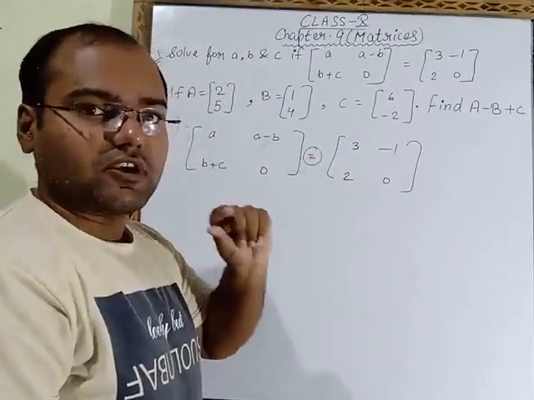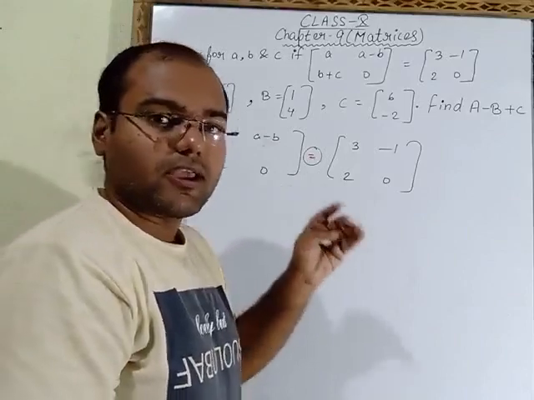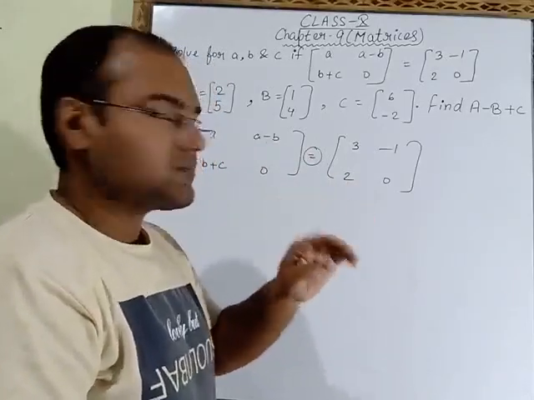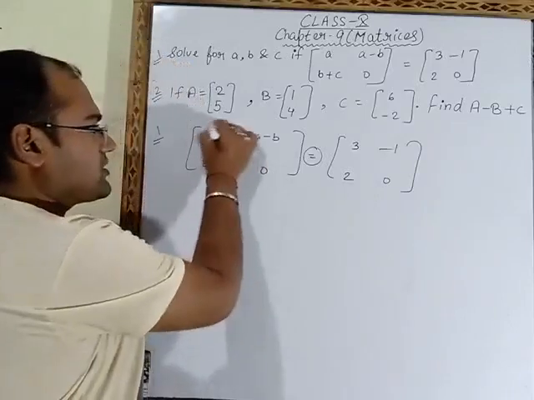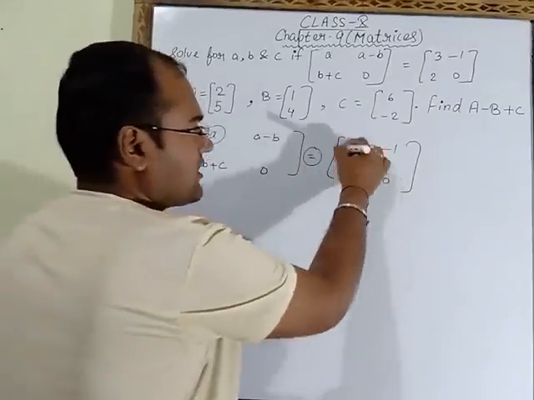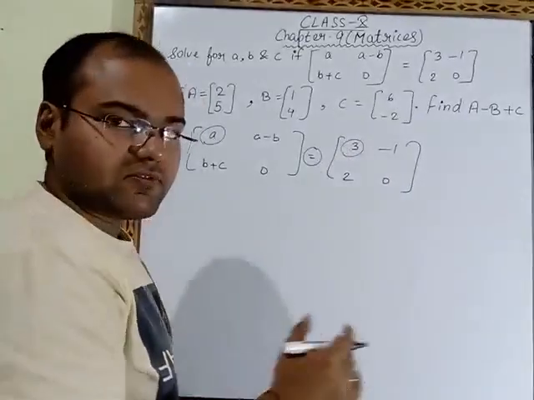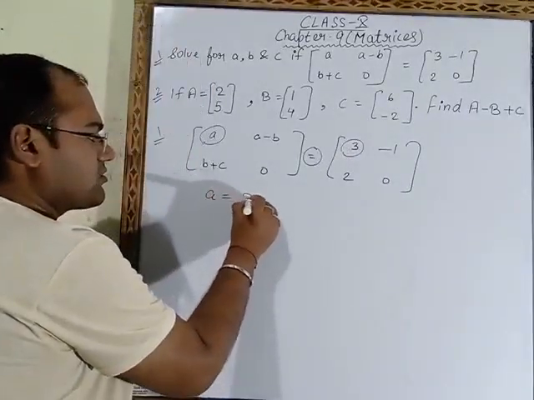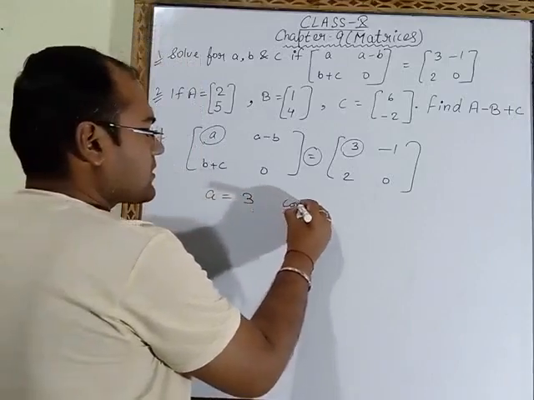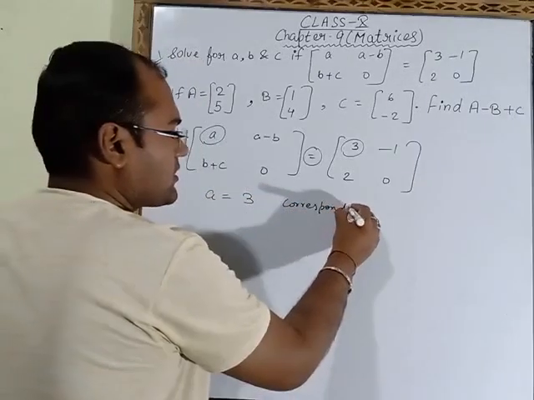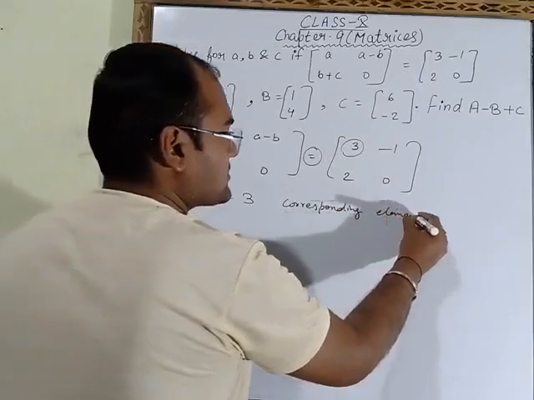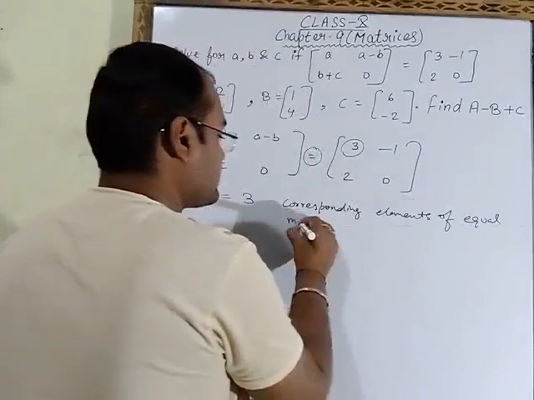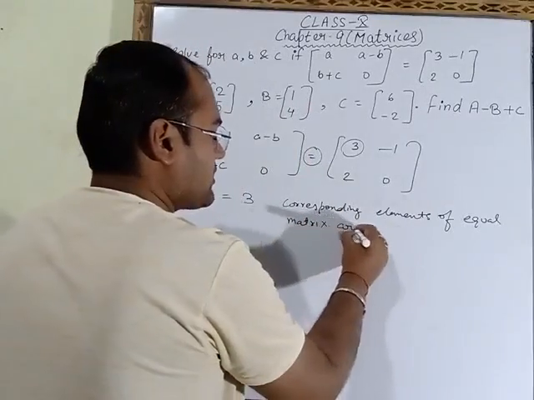In such a case, you have to take the corresponding elements of both the matrices as equal. Corresponding elements means here at the first place A is there, and in this matrix at the first place 3 is there. That means we have to take these two as equal. So you write A is equal to 3, because corresponding elements of equal matrices are equal.